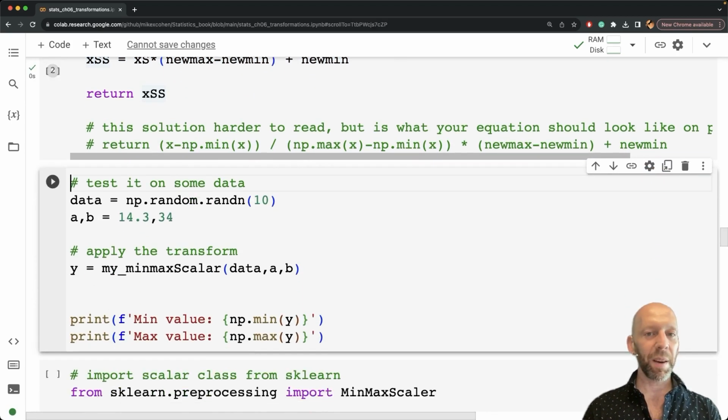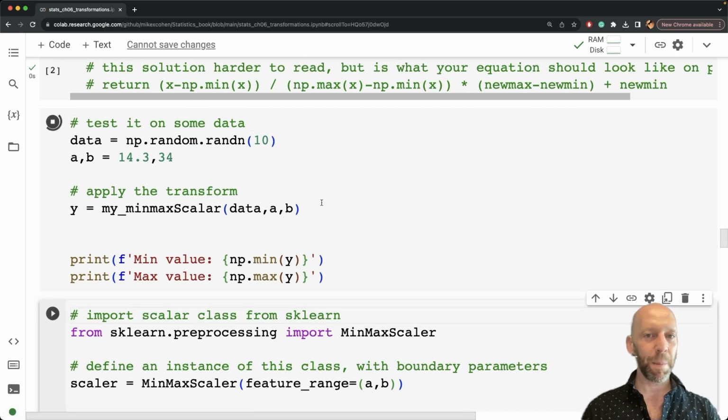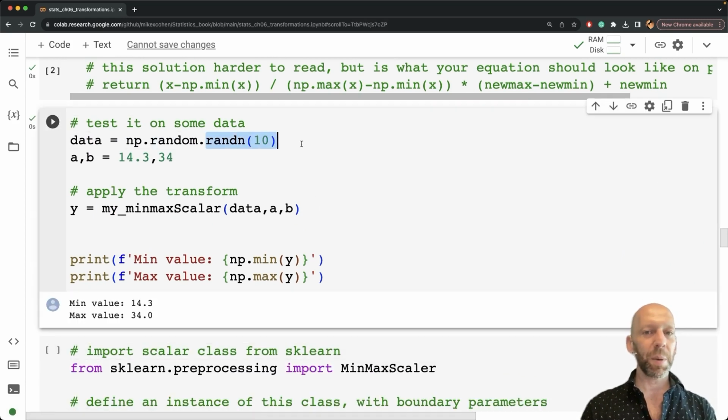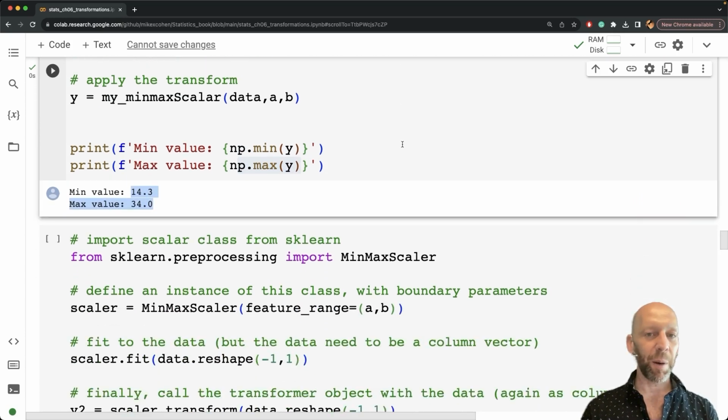Anyway, here I will test it on some data. So I have normally distributed numbers, and then I want to have them be scaled between 14.3 and 34. So here is my function, and here is the empirical minimum and maximum, which exactly matches the desired output.